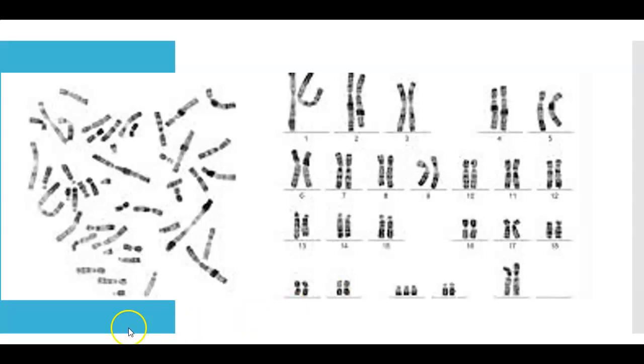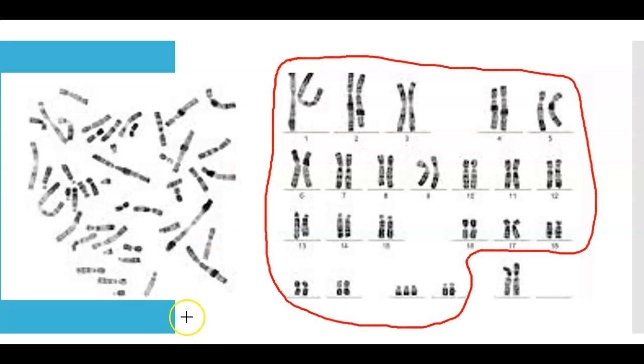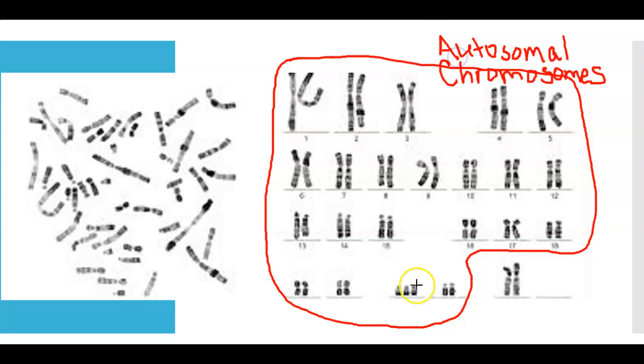Now, if you look, chromosomes number 1 through 22, all of these are called your autosomal chromosomes. They're called autosomal chromosomes because they control all of your traits that are not related to sex. Okay, so you have 44 chromosomes that control things that are not related to sex.